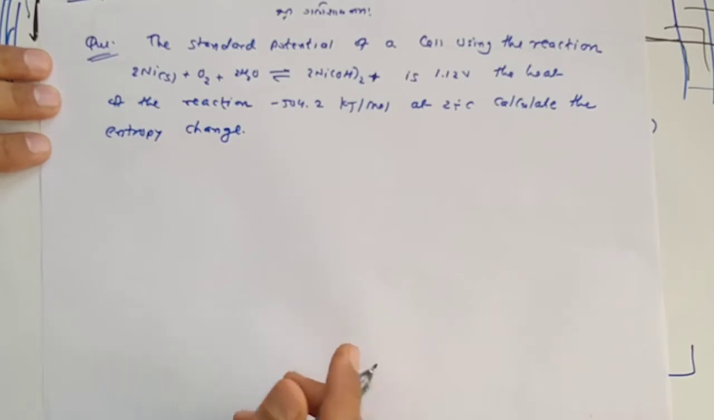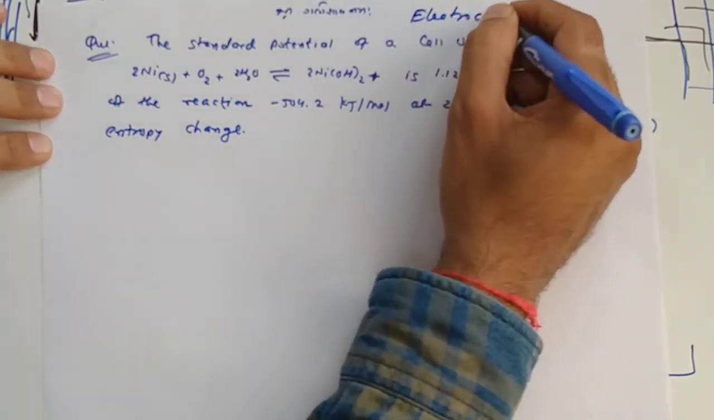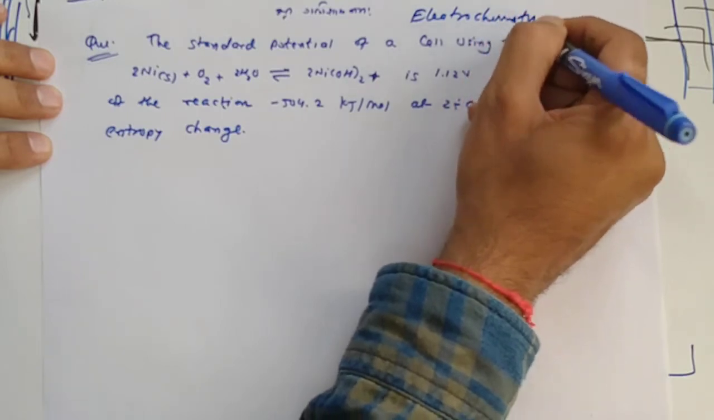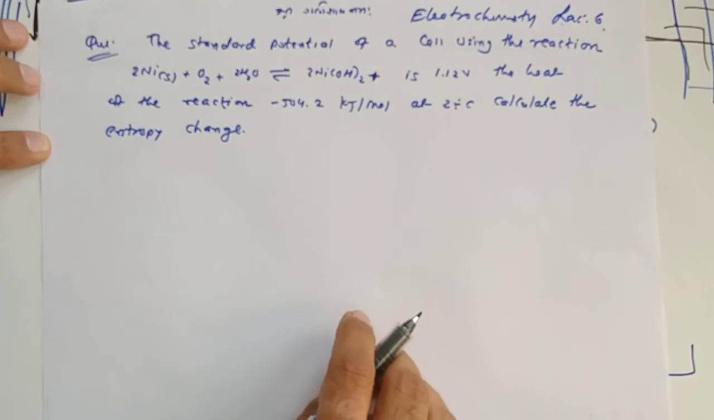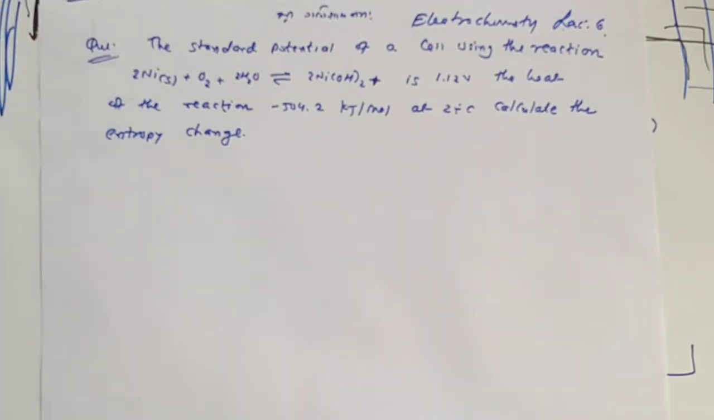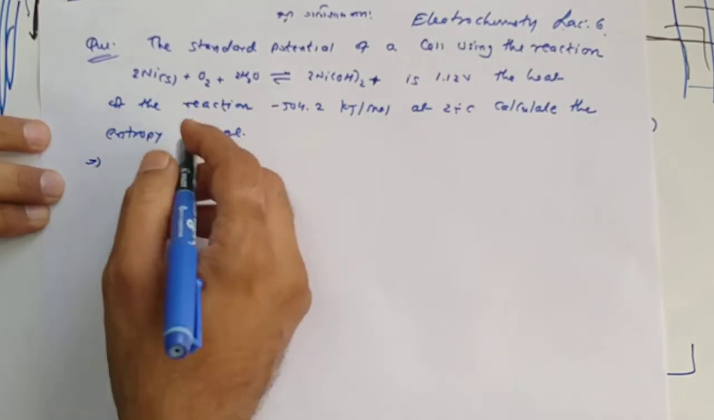Yes, this is our final lecture for electrochemistry, lecture number 6. Yes, we have to define the change in entropy, delta S. Understood? First of all, the reaction. Yes, the reaction is compulsory for this type of question.